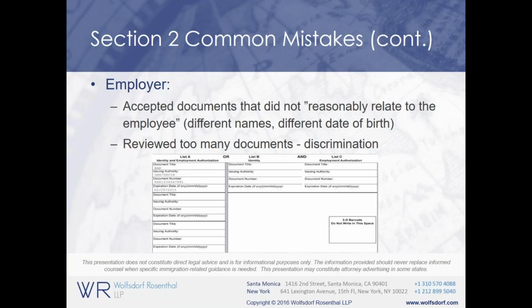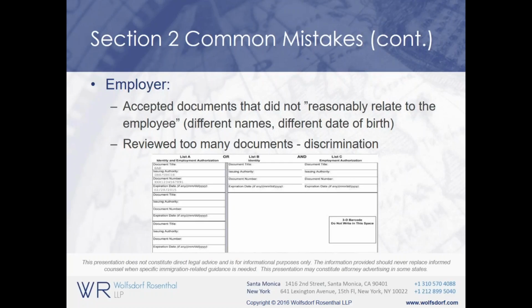The other section, and this is increasingly important: at the same time as you want to make sure this person is authorized for employment, you also do not want to take too many documents. Even if it's done in good faith, you're just trying to make sure you're hiring the right person, if you take too many documents, you can be hit with discrimination. So it is very important to look at either one from list A or a list B and a list C document.